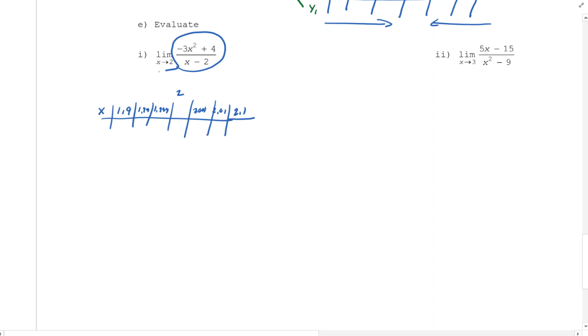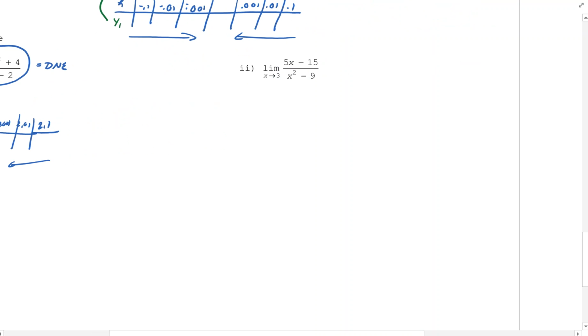This is my y1. And I see that they go to 2 different places, so my limit does not exist. I'm, again, letting you do the calculator part on your own.